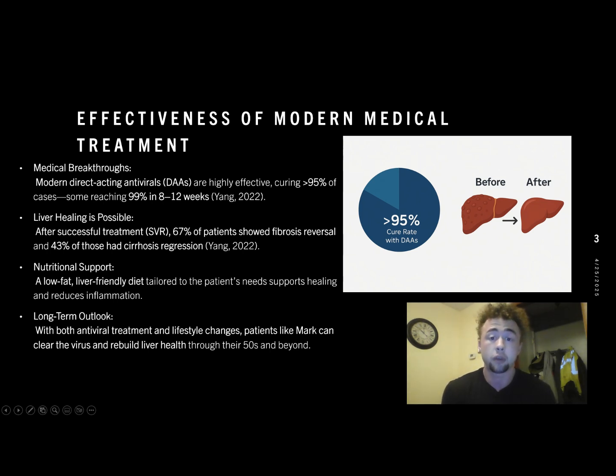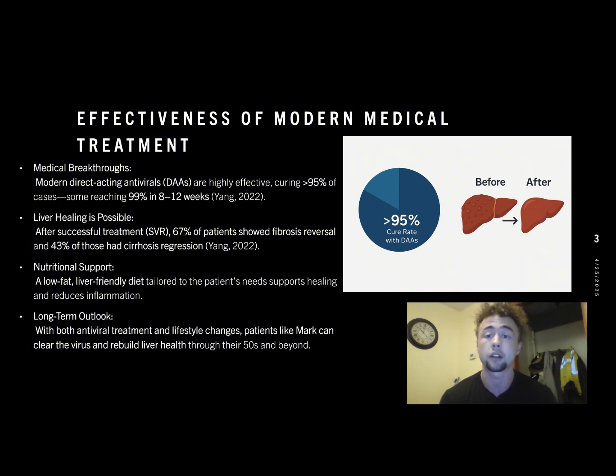The effectiveness of modern medical treatment has actually skyrocketed since the 1990s. Today, there are direct-acting antivirals that work to lower liver enzymes and are actually shown to have a 99% effectiveness rate between 8 to 12 weeks, and actually a reversal of fibrosis in 67% of patients, and even a 43% regression in the cirrhosis, or the actual scarring of the liver, not just the inflammation.